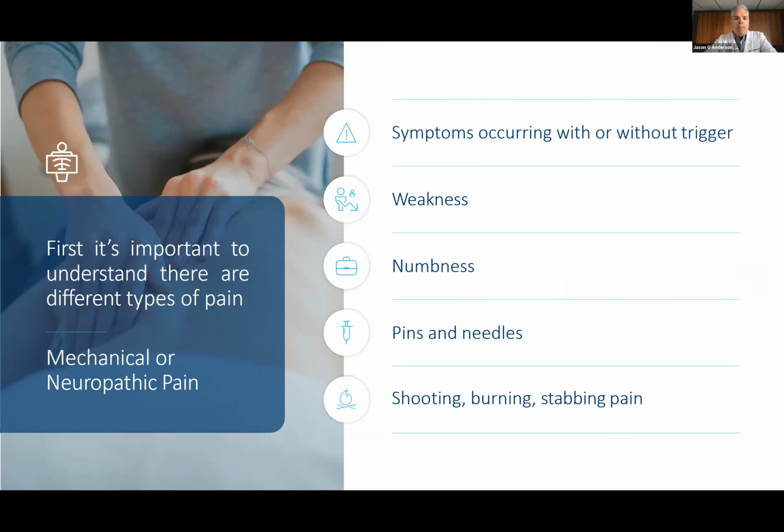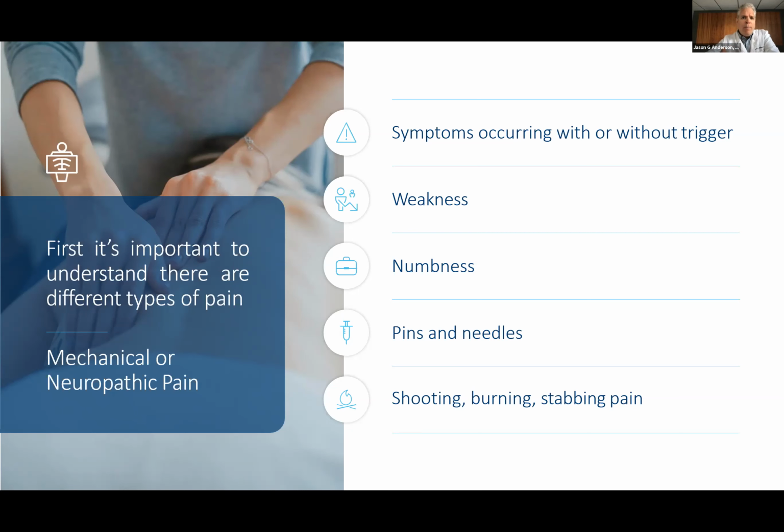So when we talk about different types of pain, one classification system we can divide them into is mechanical or neuropathic. Mechanical means something occurs with a trigger. So every time you stand up straight or try to walk for a certain time or distance, you get pain down your legs or in your back. Or every time you bend forward, you get a certain type of pain. That's a mechanical type of pain.